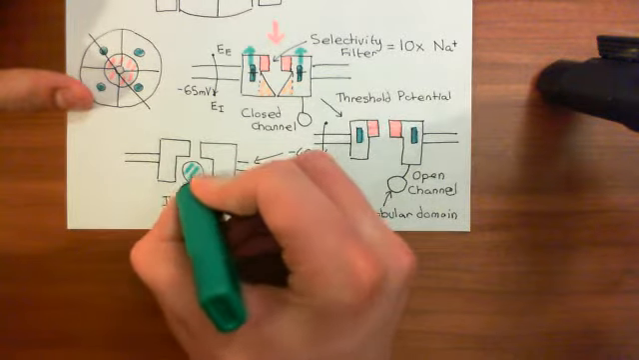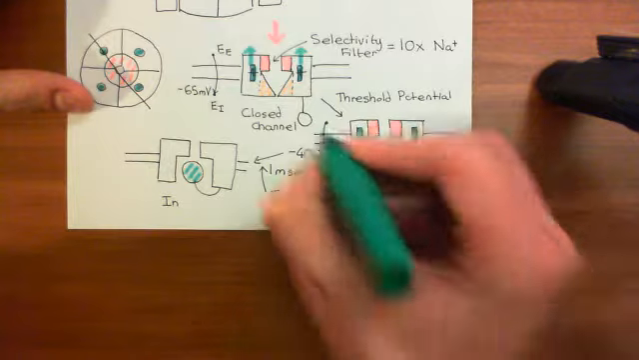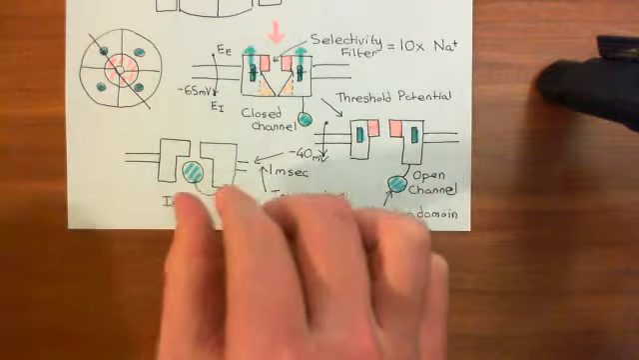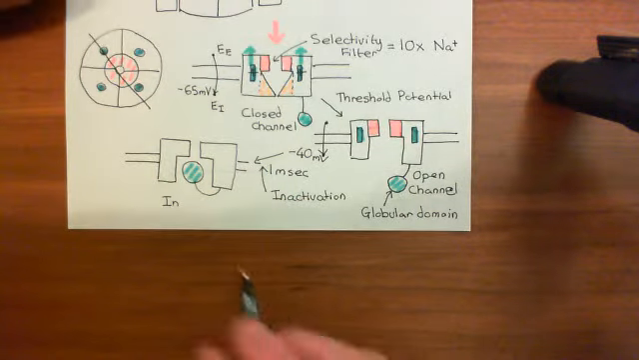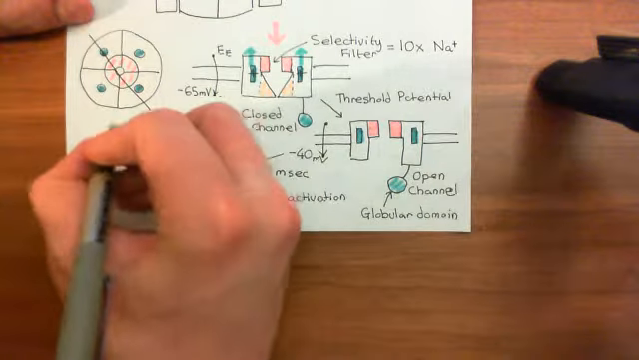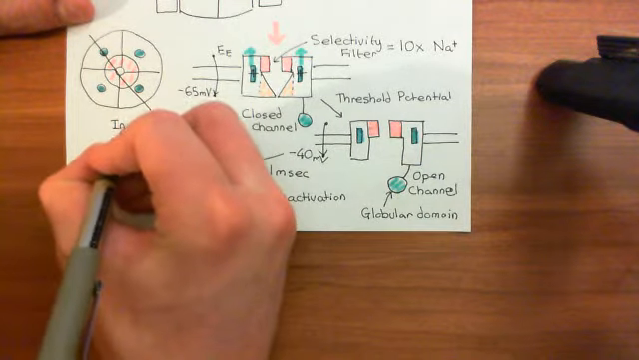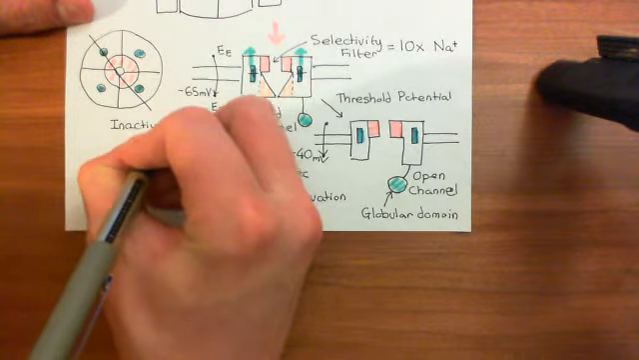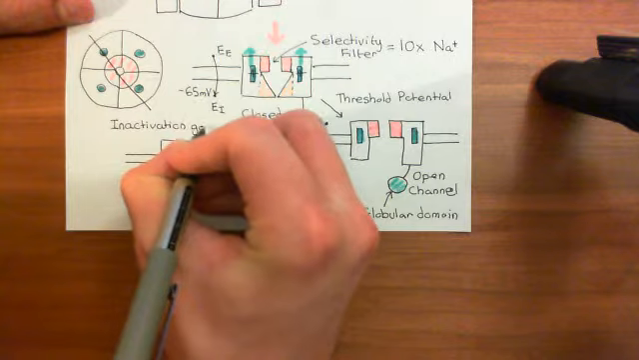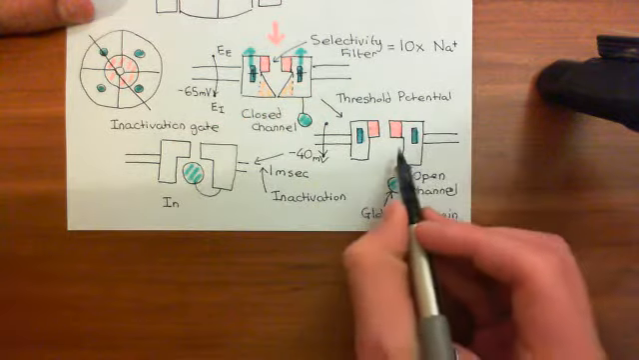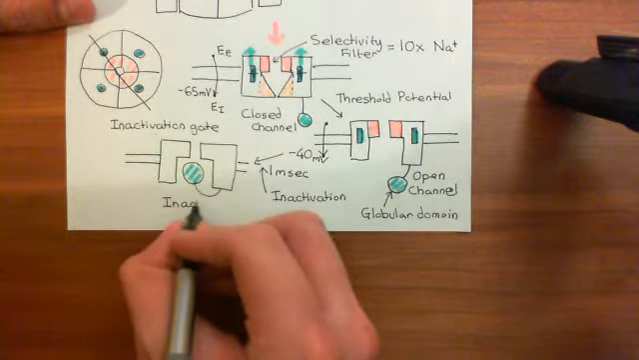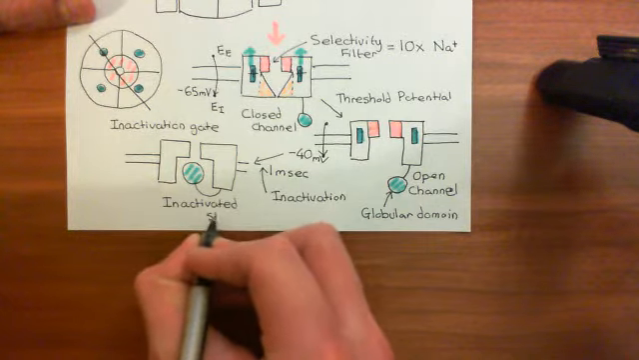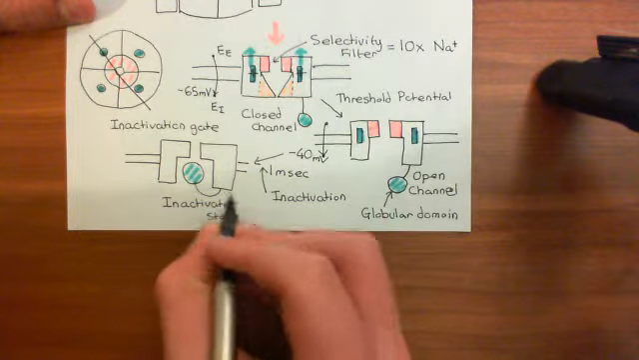Okay, so I'll draw this globular domain in turquoise here. This globular domain will go into the pore in about 1 millisecond after opening the pore. The fancy name for this globular domain is the inactivation gate, and it's what closes the channel off after 1 millisecond. It takes the channel from the open state into the inactivated state. Now the channel will stay like this until you repolarize the cell membrane.